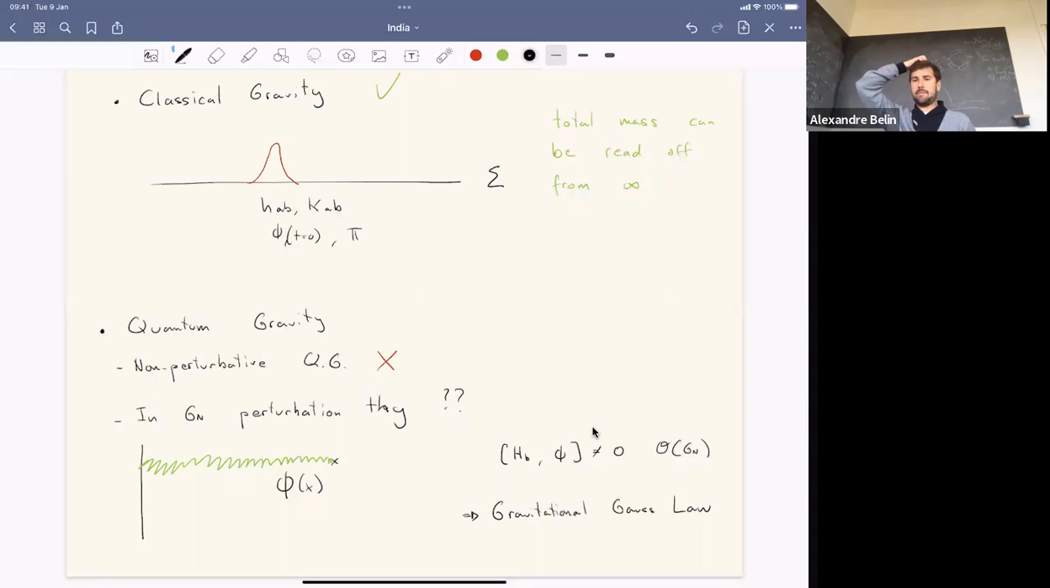And in fact, you can make pretty solid arguments. For example, Suvrat and his collaborators have a paper on the vacuum of AdS, where you can see that you have to implement this gravitational Gauss law, and that means that you cannot localize information, that you can always detect it from the boundary.